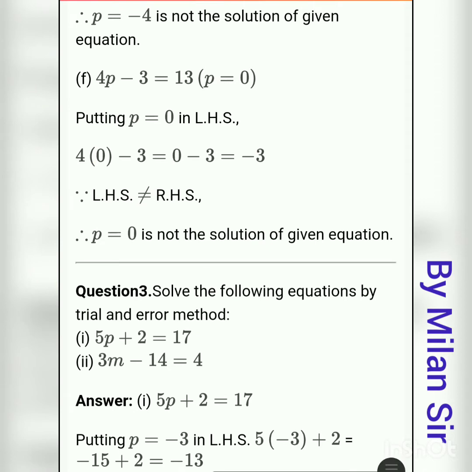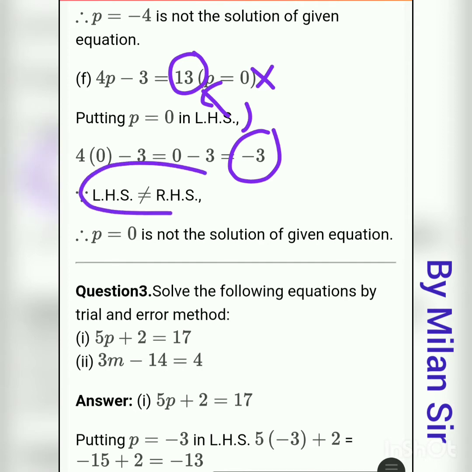Okay. So here in place of p, 0. So 4 into 0, 0. 0 minus 3, minus 3. Here minus 3, here 13. These two answers are not the same. So LHS is not equal to RHS. So p equals 0 is not the solution of the given equation.